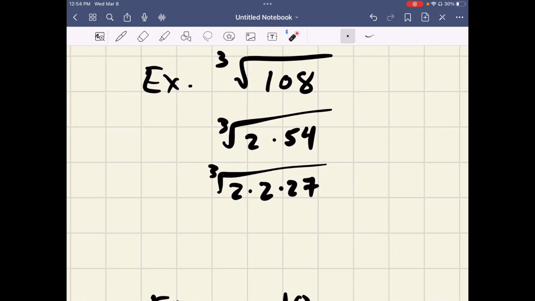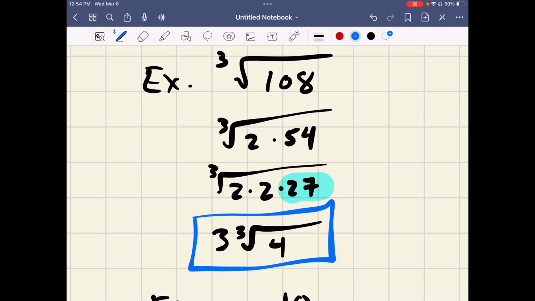But now, if you'll notice, I get a perfect cube in 27. So 3 times 3 times 3 is 27. So now I can put a 3 on the outside. And I still have the cube root of what's on the inside, which is 2 times 2. I can simplify that back to 4. And now we have the simplified version of the cube root of 108.